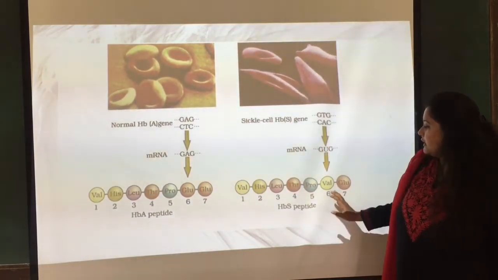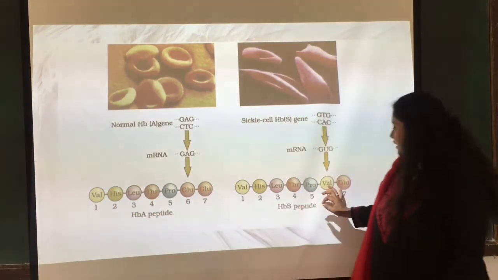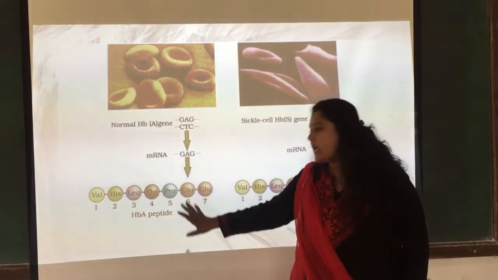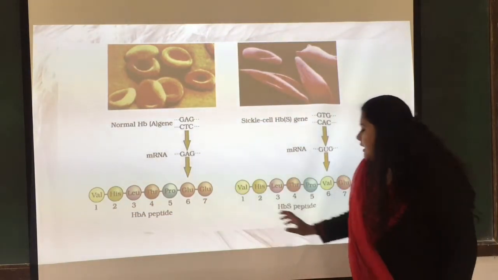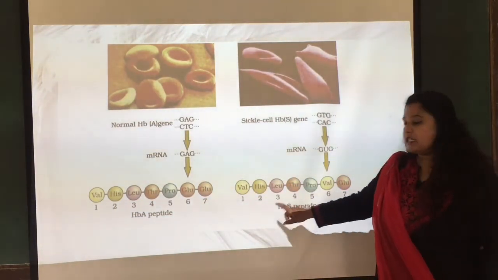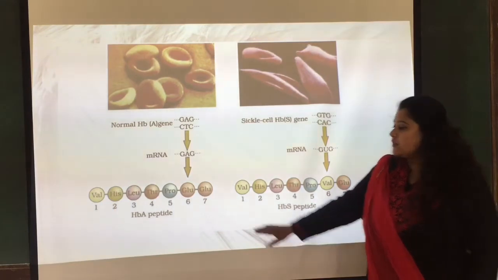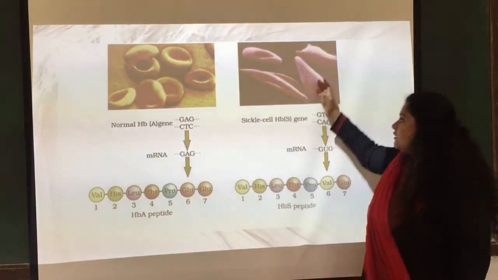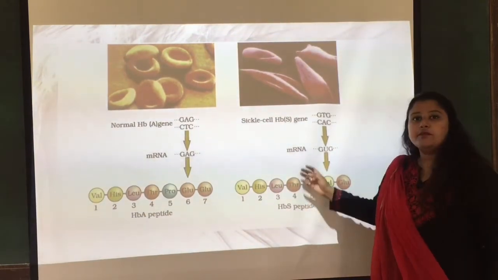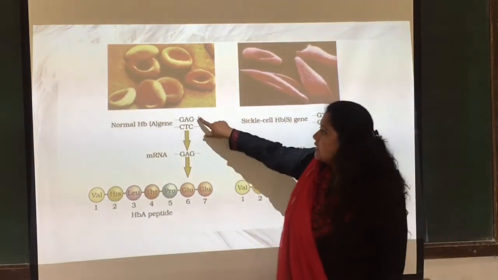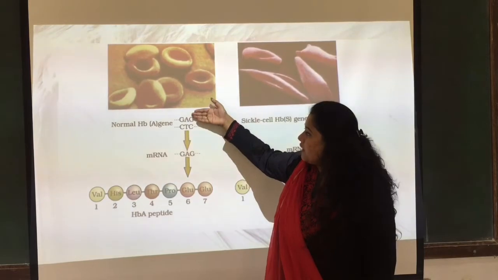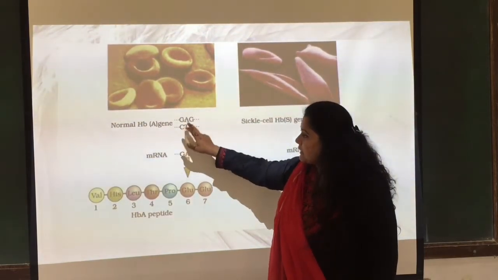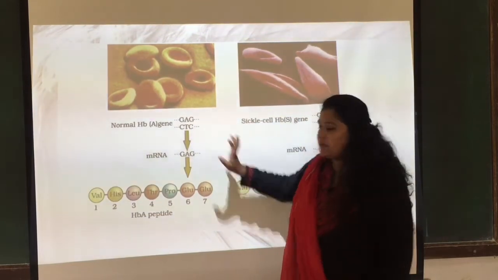And here, instead of glutamine, valine comes, right? So normally this is the HbA peptide, that is hemoglobin A peptide, and this is the HbS peptide, that is hemoglobin S peptide, right? This is the normal hemoglobin A gene, and this is the sickle cell hemoglobin S gene. What happens? This is GAG. Now, what will be coming on the opposite? G binds with C, A binds with T, and G binds with C.